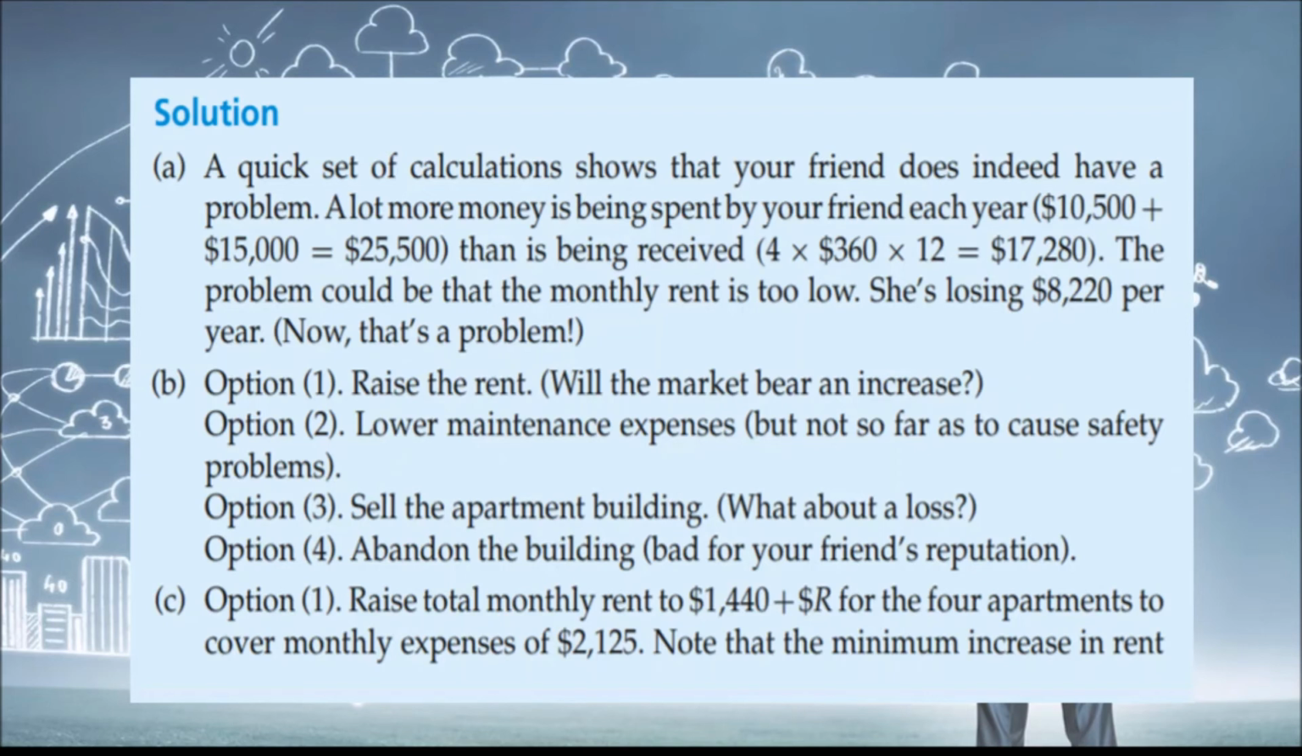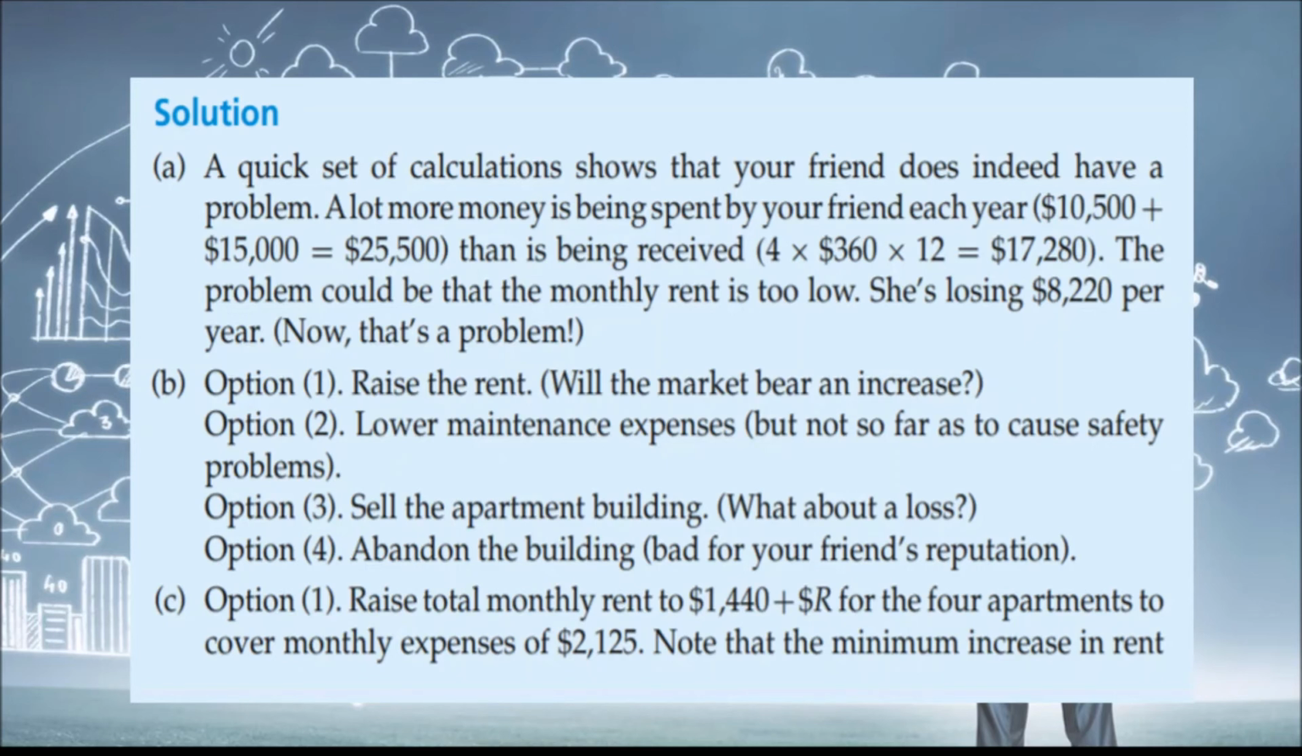Letter B. Here are the alternatives or options that she can do. Option 1, raise the rent. Will the market bear an increase? Option 2, lower maintenance expenses, but not so far as to cause safety problems. Option 3, sell the apartment building. But what about a loss? And option 4, abandon the building, which is bad for your friend's reputation.